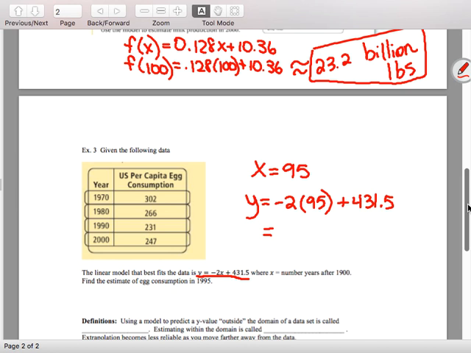And anybody got it? 241.5. Good. So it's 241.5 eggs per capita, per person.